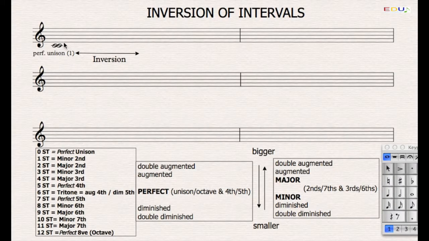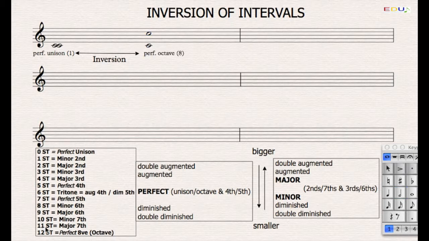In this case, we see the interval of perfect unison. The two pitches are the same, so there is no lower or higher one. If I want to invert perfect unison, I need to grab one of the notes and bring it up or down an octave. And what we created is an octave. We found out that if we invert perfect unison, we create a perfect octave.